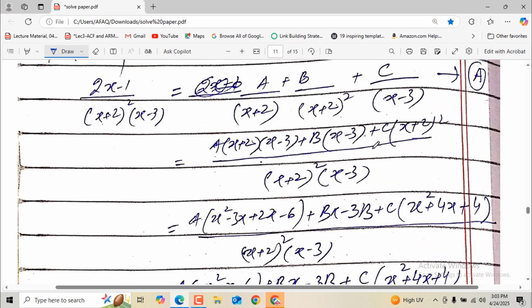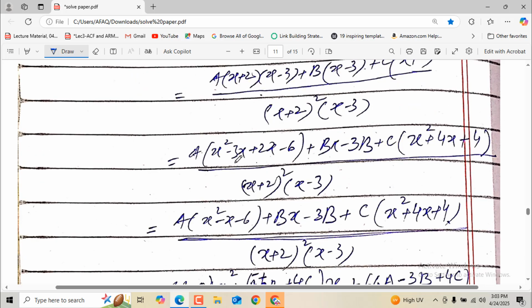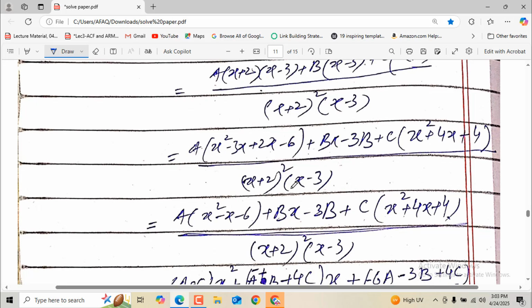Now taking LCM of the right hand side of the equation, (x + 2)^2 (x - 3). Now (x + 2) is cancelled by (x + 2)^2, only one is remaining: A(x + 2)(x - 3) plus B(x - 3) plus C(x + 2)^2. Now expanding it: x^2 - 3x + 2x - 6, Bx - 3B, plus C into (x^2 + 4x + 4).